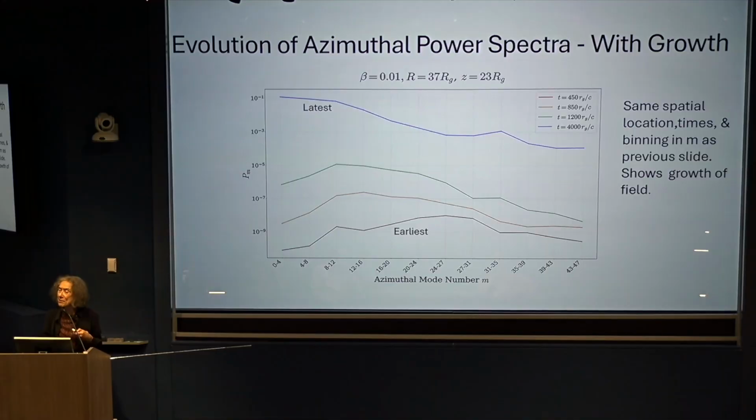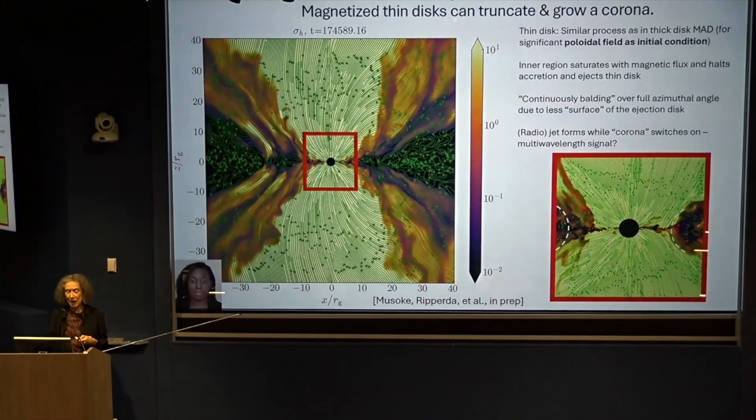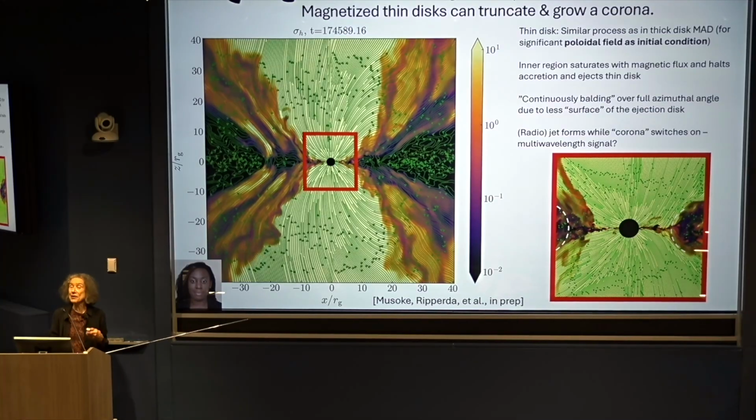Okay, what about if we start with something completely different? What about if we start with a uniform poloidal field in a jet? So here's work that's led at CETA but everybody's collaborating. And what's one of the, I think, remarkable features of this work is that it grew its own corona. So this is a GR-MHD simulation.